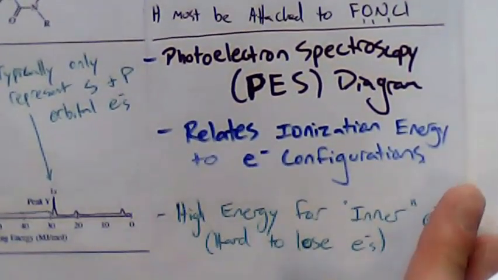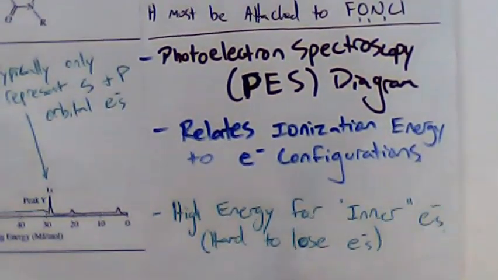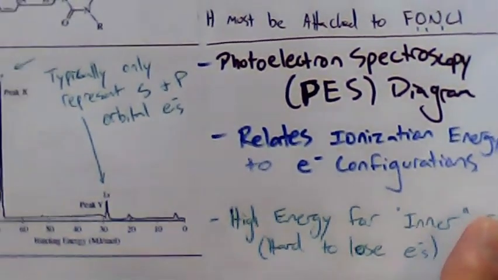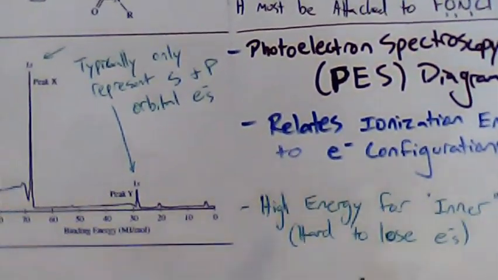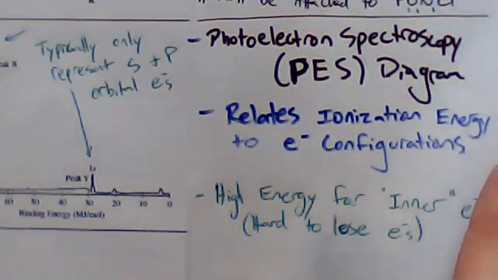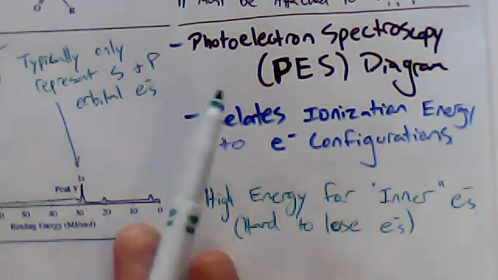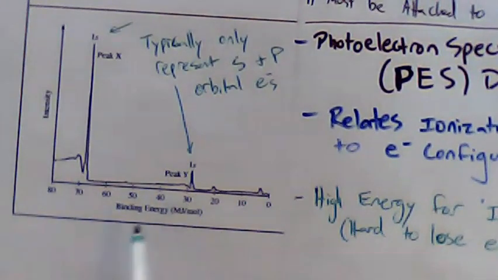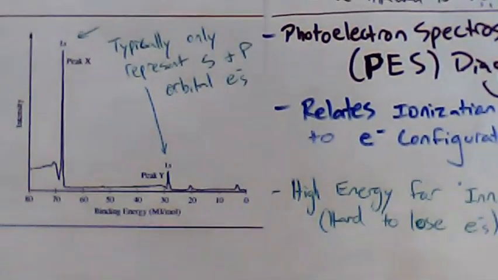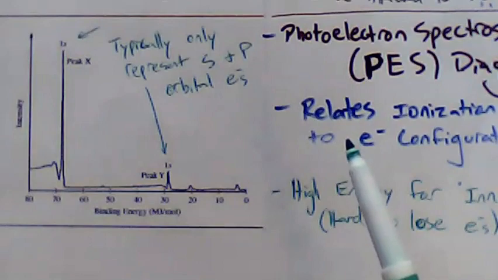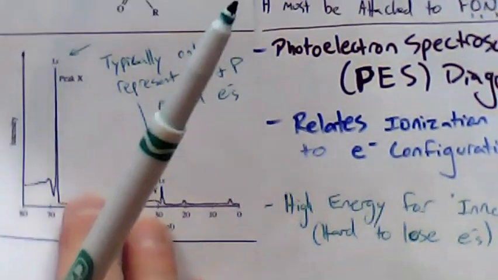Moving on, this was way back in August. We learned about these PES diagrams. So the PES diagrams represent these different energy peaks. It relates to how much energy it takes to remove an electron. And these are relative numbers. This intensity over here to the left, it's a relative number. So the more energy you have, the harder it is to remove that electron.